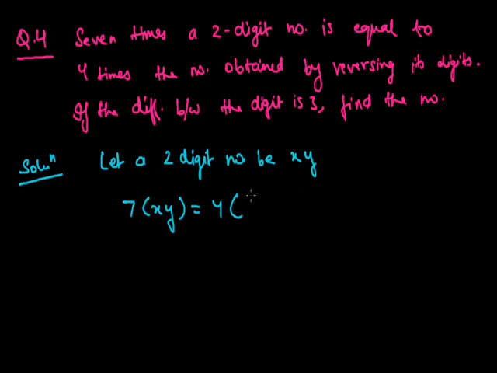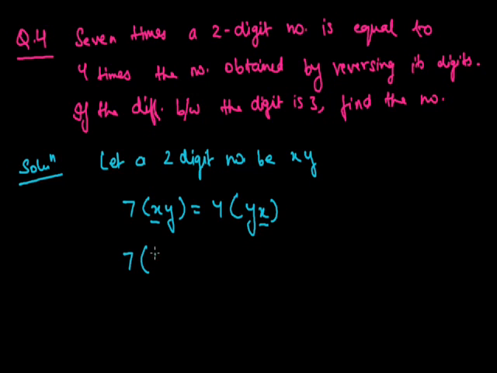Means if we interchange the place of x and y, I will get yx, and this 7 times of xy is actually equal to 4 times of yx. Now accordingly, what I can do is first simplify this. For simplifying this, I need to write xy and yx in the expanded form, because as you know, y is the unit digit and x is the tens digit here. In the second number, that is yx, x is the unit digit and y is the tens digit. So accordingly I need to first write xy and yx in the expanded form.